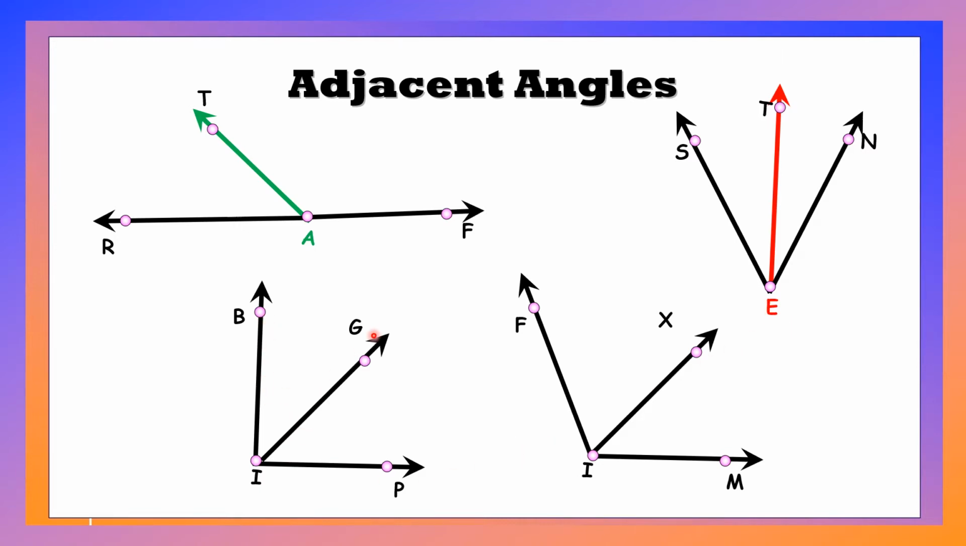Angle BIG and angle PIG are adjacent angles. The common side is ray IG and the common vertex is I. Then we have angle FIX and angle MIX are adjacent angles. The common side is ray IX and the common vertex of the two angles is I.